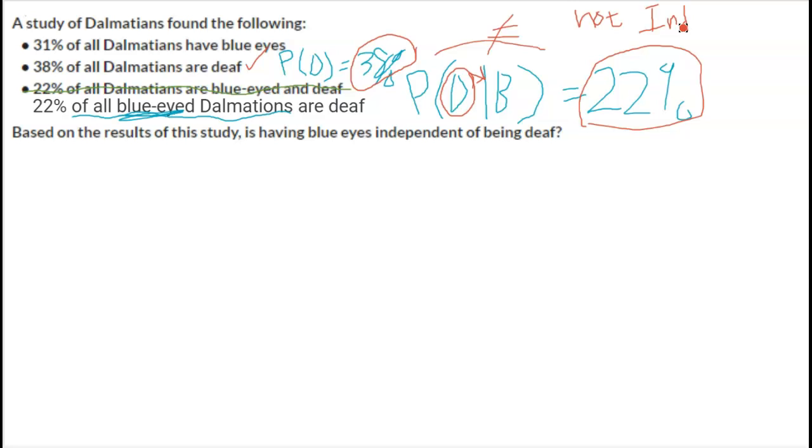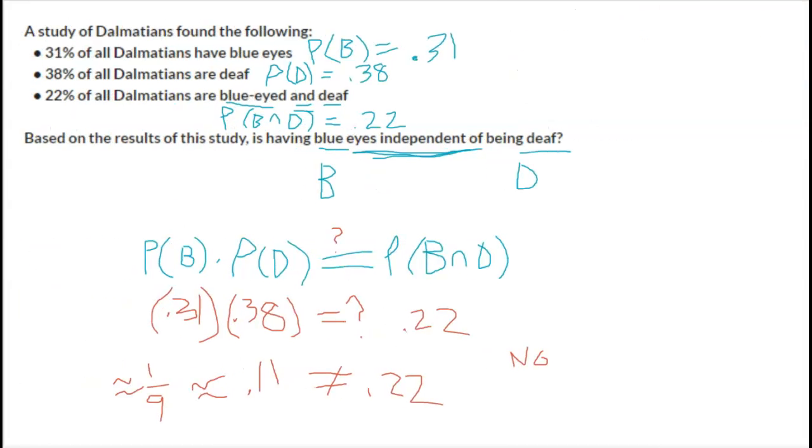Again, that's a little bit of extra interpretation. All we care about is knowing that 38%, 22% are not the same number. That's it. That would be the reasoning that you would give in a multiple choice item. Just like over here, you give some reasoning, right? The product 0.31 times 0.38 is not 0.22.